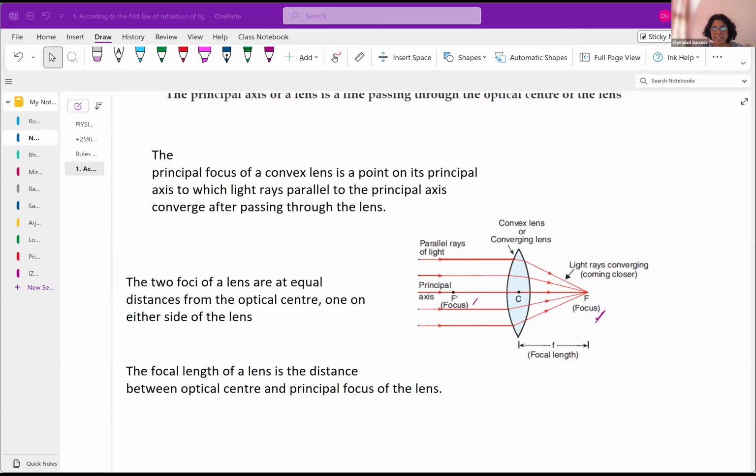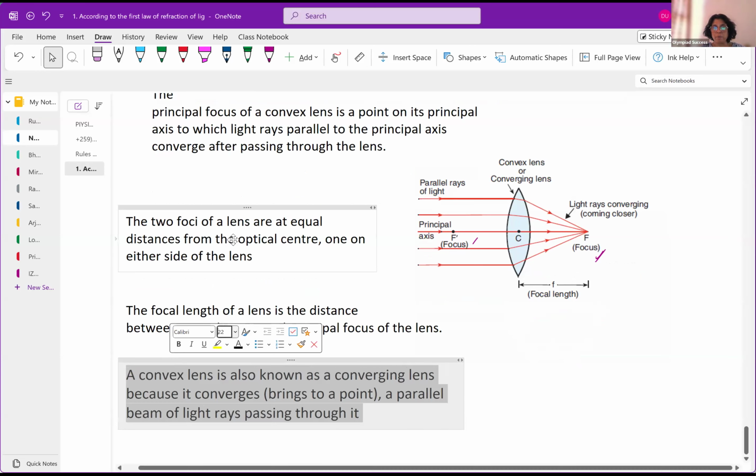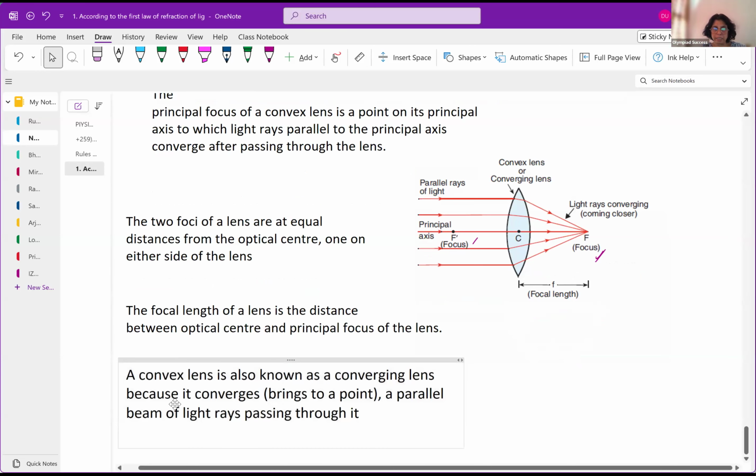A convex lens is also called a converging lens. Why? Because you can see the rays of light after refraction converge to a point, or meet at a point. So the behavior of a convex lens and a concave mirror is similar.